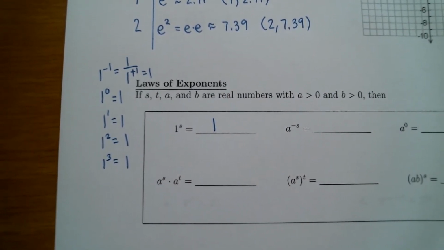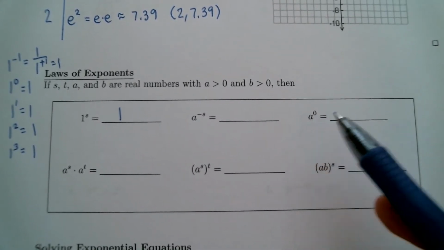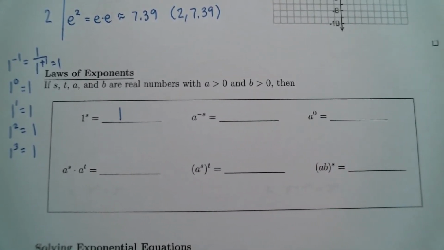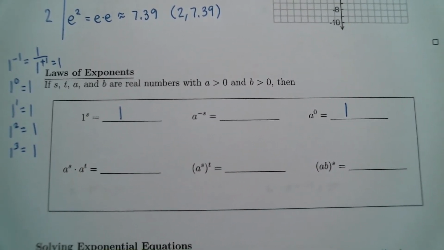Let me jump to this one. A is just some number. Anything to the 0 power is 1. So we've seen that already.